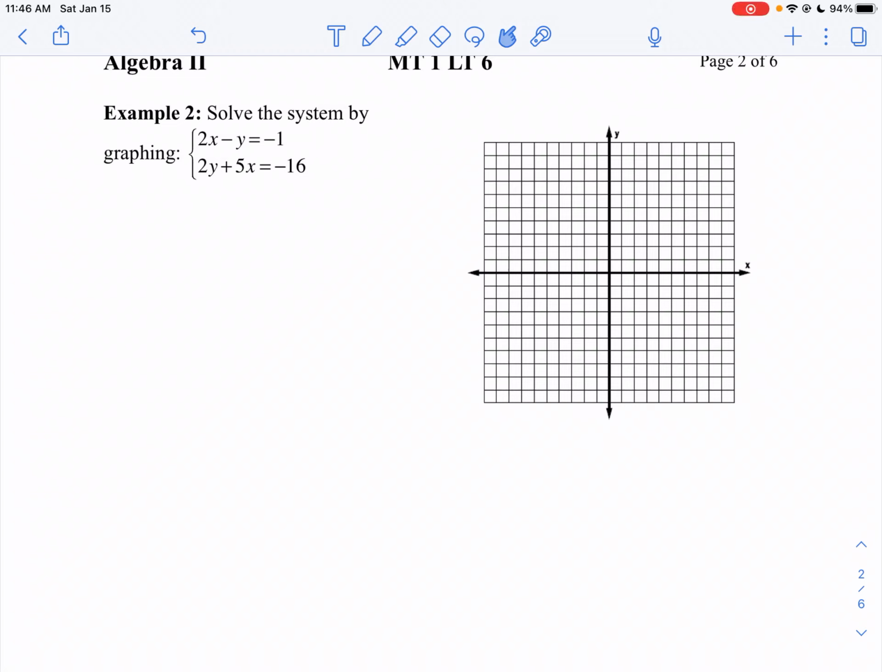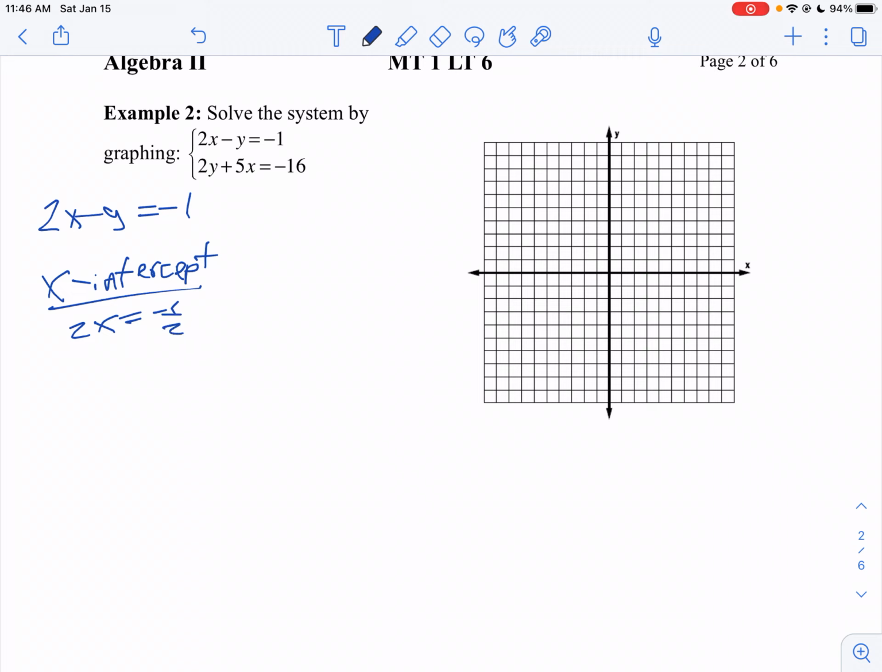Another way to solve a system is to graph it. So I'll start with my first one. Since it's in standard form, I think I'll use my x-intercept and y-intercept. So I'll start with my equation, 2x minus y equals -1. My x-intercept. Well, the x-intercept is when y is 0. So you have 2x equals -1, or x would be -1/2.